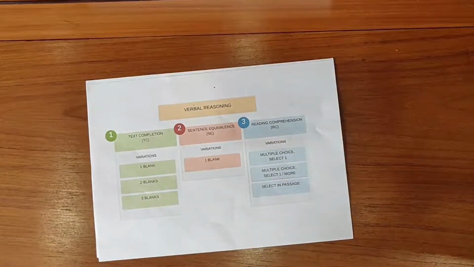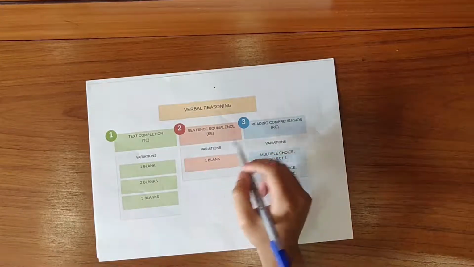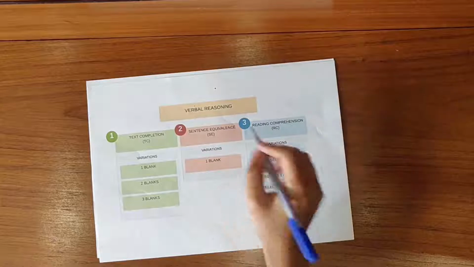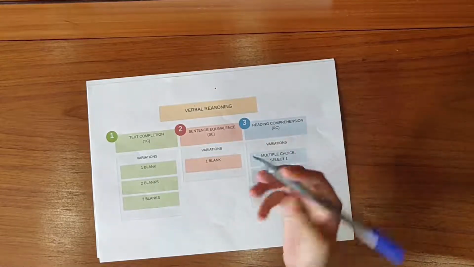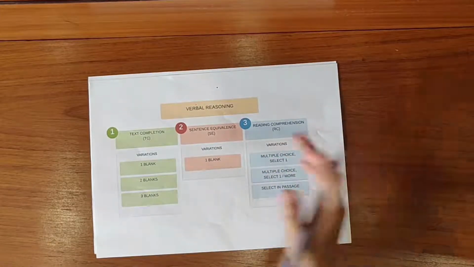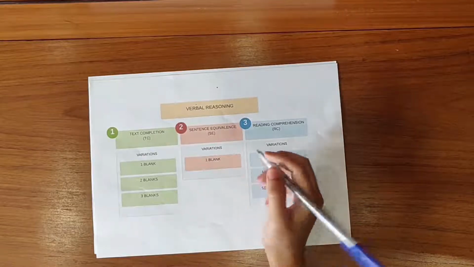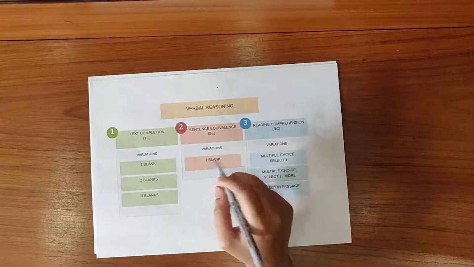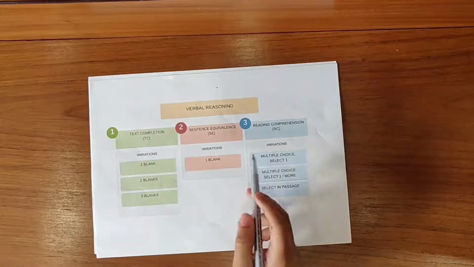The second question type we have is sentence equivalence. In GRE, you'll have in total 8 questions from this type. Now sentence equivalence is very similar to the 1 blank TCs, but the main difference is that you'll be given 6 choices for 1 blank and 2 of them are correct answers. So you must choose your words in such a way that when you plug them in the blank, they convey the same meaning.